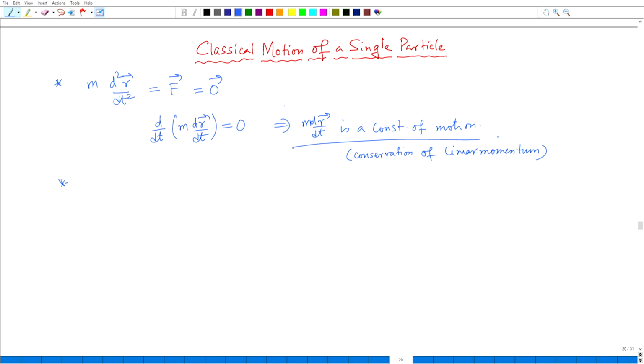Then we said that if the force has a specific form where the force can be written as a gradient of a scalar function phi, then a certain quantity is a constant of motion, and this one is known as the total mechanical energy.